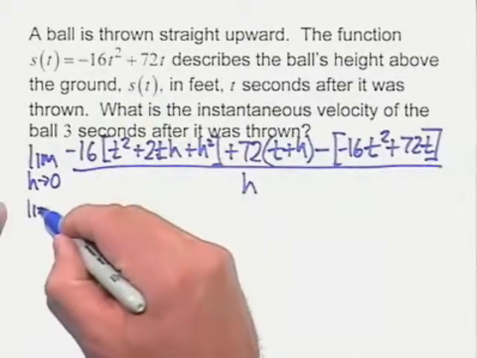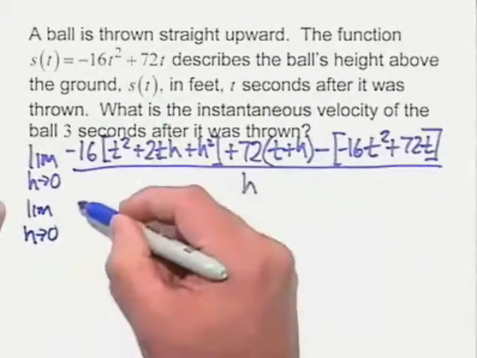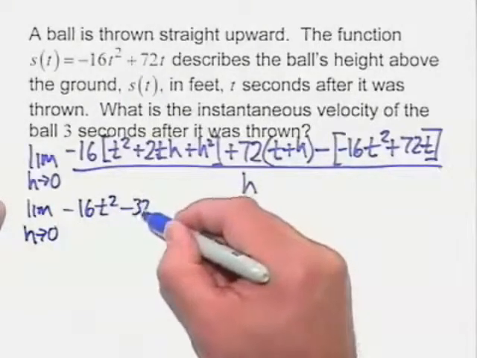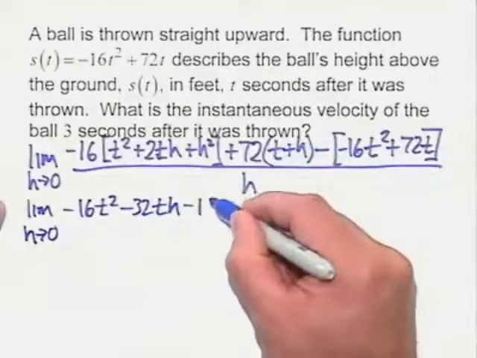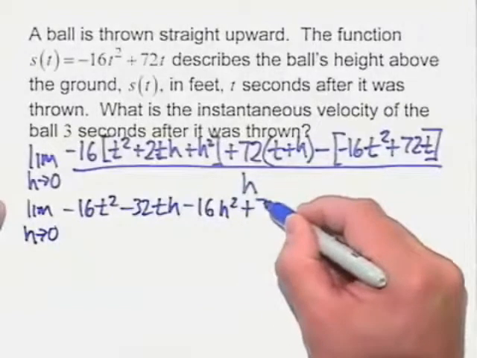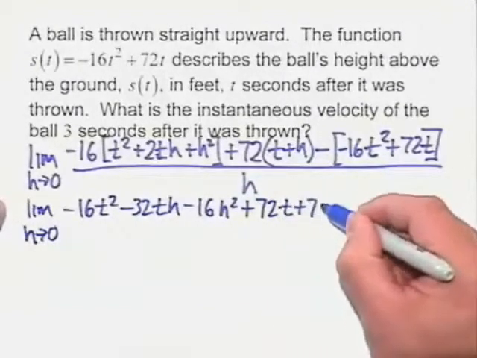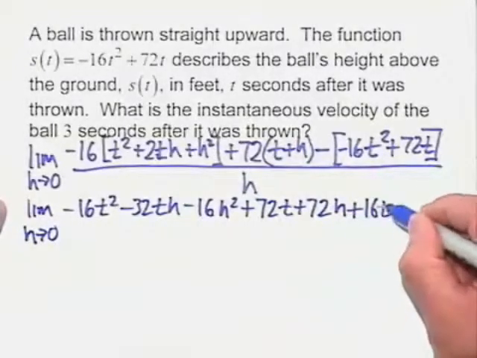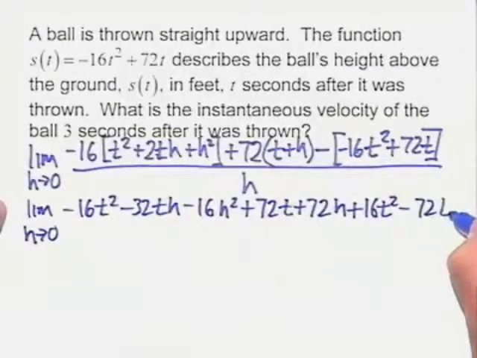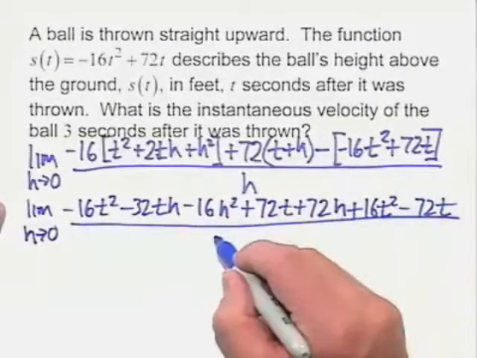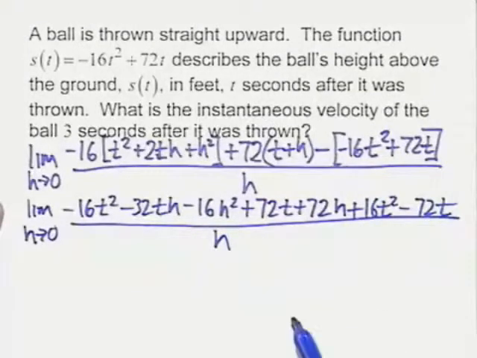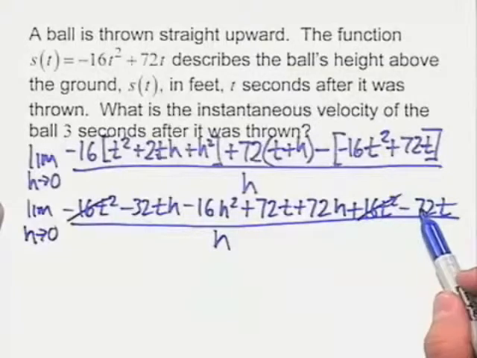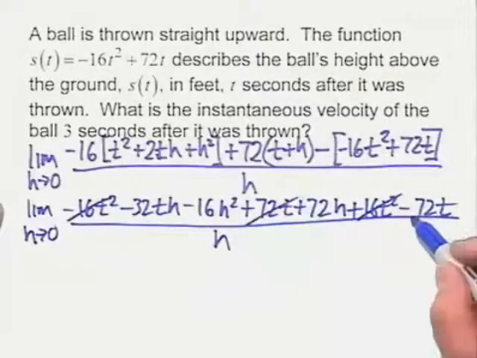We're going to take the limit here as h approaches 0, distributing our negative 16. We obtain negative 16 t squared minus 32th minus 16h squared plus 72t plus 72h. Distributing our minus sign, we obtain 16t squared minus 72t, that all being over h. Now, the nice thing about this problem, we have some like terms to cancel out. We got a minus 16t squared to cancel out with a plus 16t squared. As well, the 72t's cancel.